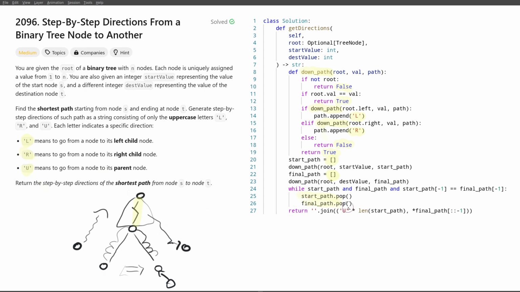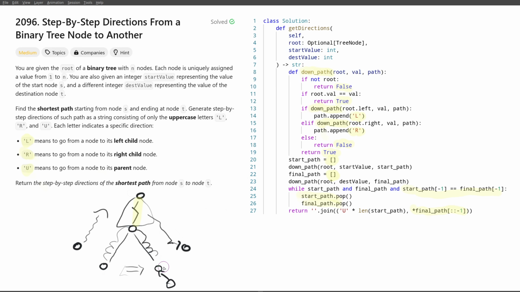So we just get rid of it for as long as the first step of the remaining path is the same. And then, to get our final path, we have to again start at start, go to the lowest common ancestor, and we go upwards for all the steps, and then go from the lowest common ancestor down to the destination node. So the final part is just going from lowest common ancestor to the destination node.